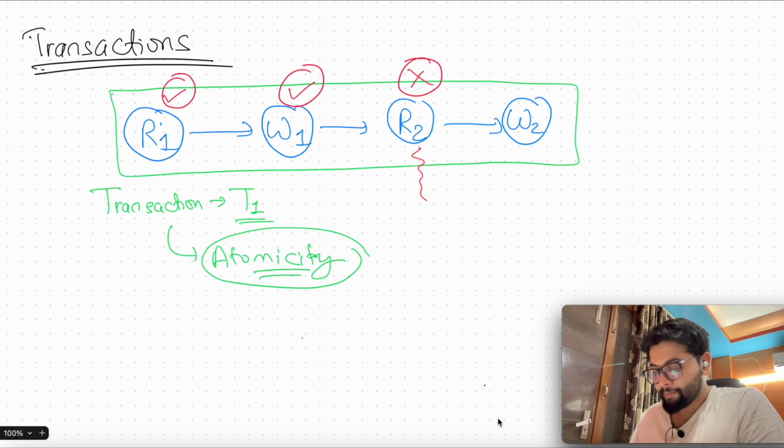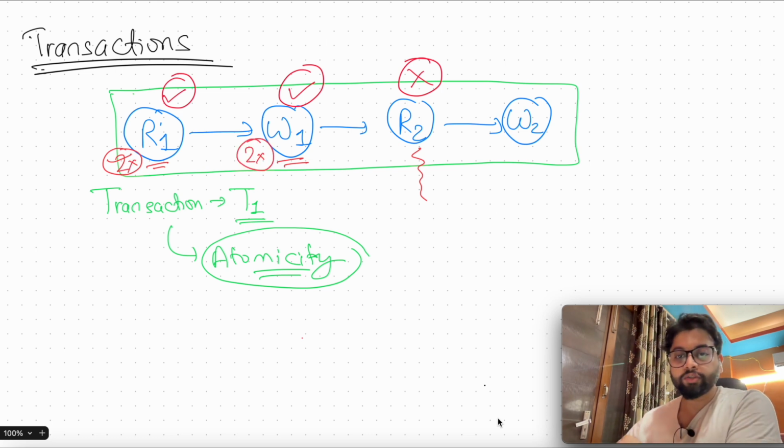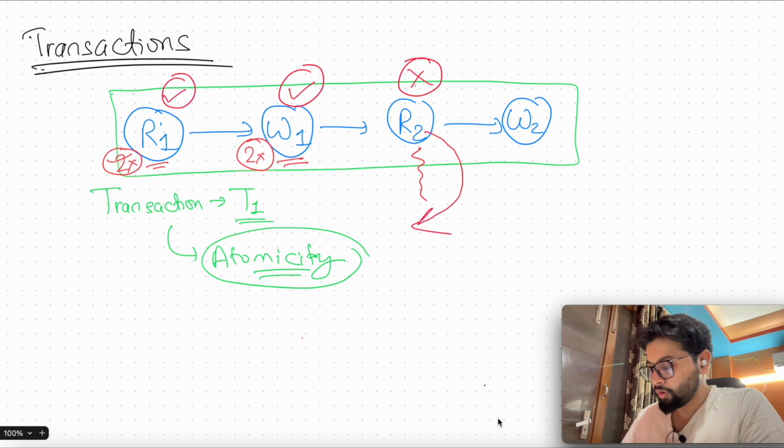Now if this was not part of a transaction, then these two operations would have persisted and would not have been rolled back. So if we perform this entire operation again, then these two operations would have been performed twice, and we don't want that. So in order to keep the database in a consistent state, if this read operation fails, then at this point the transaction starts the rollback procedure.